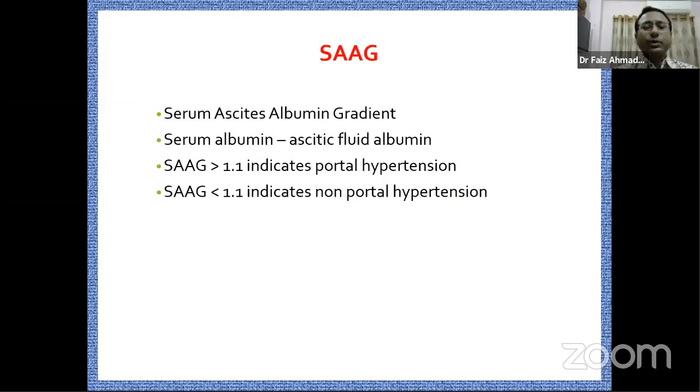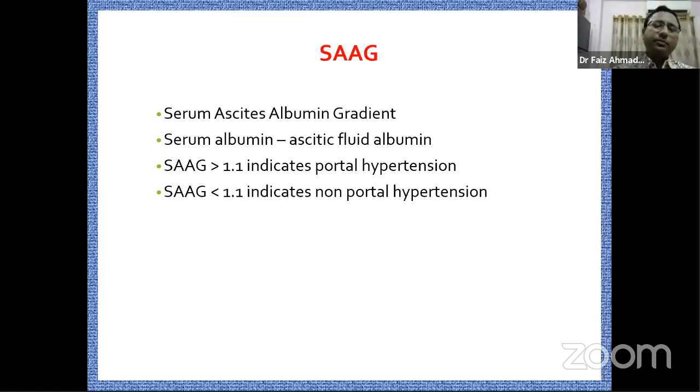SAAG. So what is SAAG? SAAG means serum ascites albumin gradient. This also helps in the diagnosis of cirrhosis, particularly if a patient comes with ascites. SAAG is serum albumin minus ascitic fluid albumin.